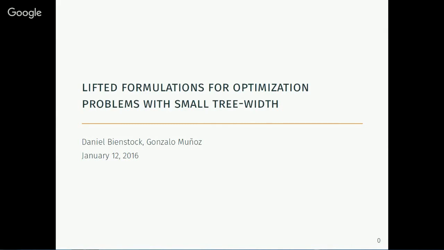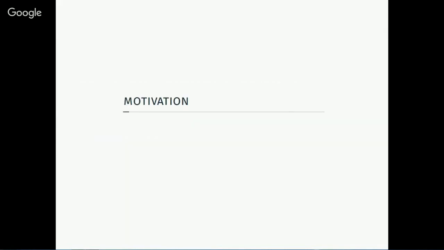So today I'm going to talk about this work that we've been doing lately of how you can exploit some sense of sparsity in a wide variety of optimization problems. The sparsity will be given by this parameter, tree width, that I'll define in a second. But for now, just think of it as a way of measuring some type of sparsity. So what's the motivation of this?